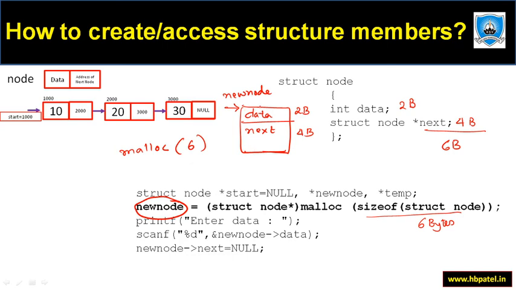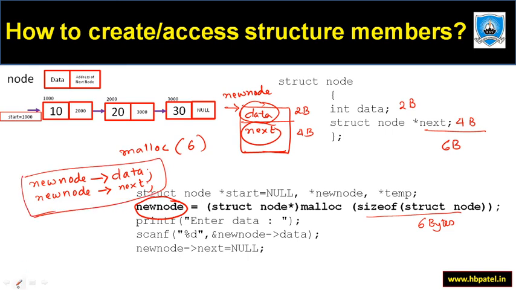And how do we access this particular element? We access it like new node arrow, hyphen greater than, new node arrow data. And how do we access this one, next? New node arrow next, where new node is the pointer, and hyphen greater than is the arrow. So this is how you access the members of that particular block.